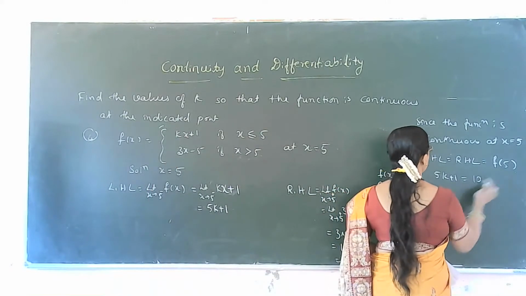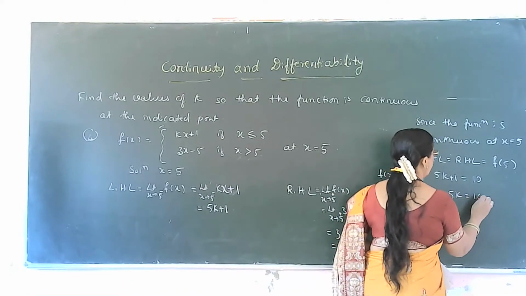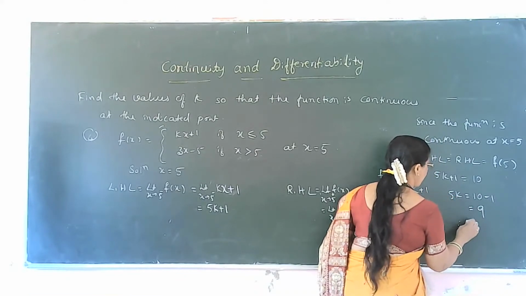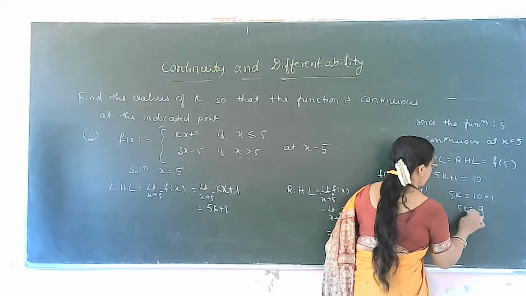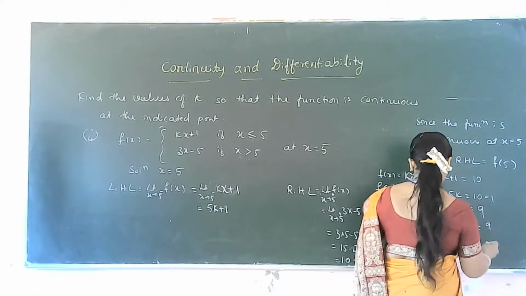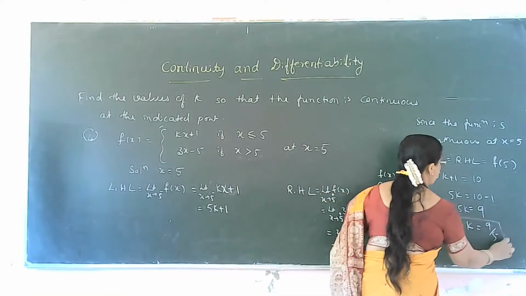This also 5k plus 1. We equate these two. 5k is equal to 10 minus 1, which is equal to 9. Therefore, 5k is equal to 9. K is equal to 9 by 5. K is equal to 9 by 5 is the answer.